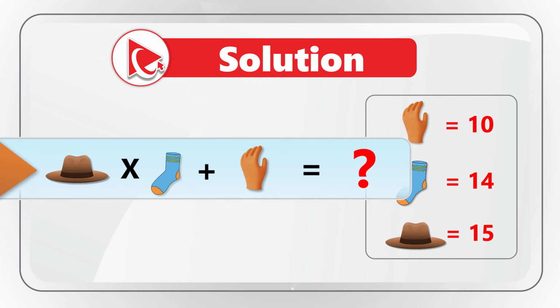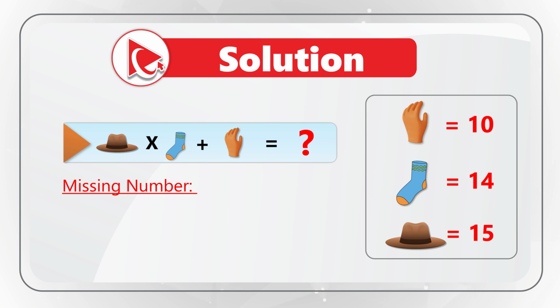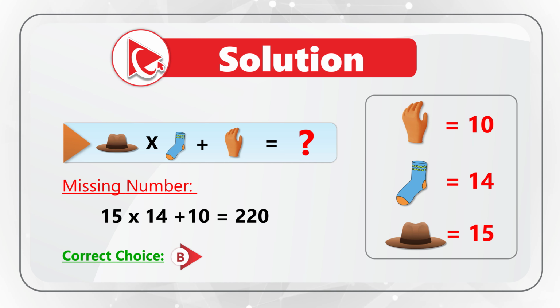Now we are ready to calculate the missing number. And to do that, we need to multiply 15 by 14 plus 10. This is the value of hat multiplied by the value of sock plus glove. So the correct answer here is choice B, 220.